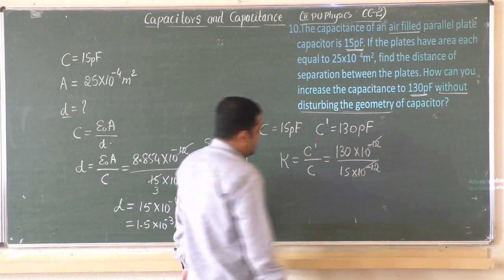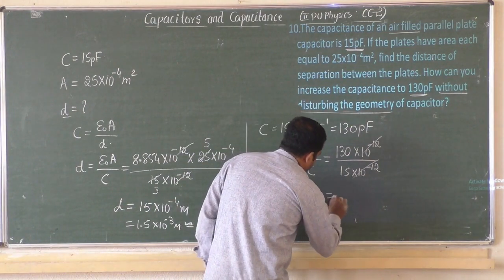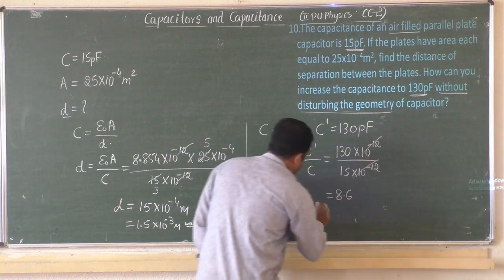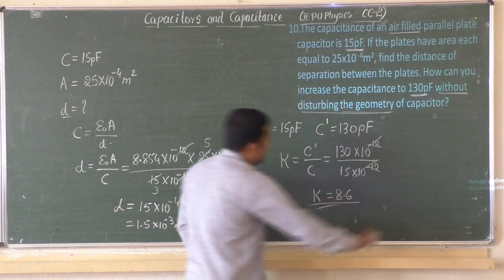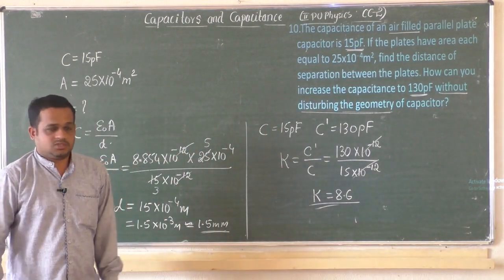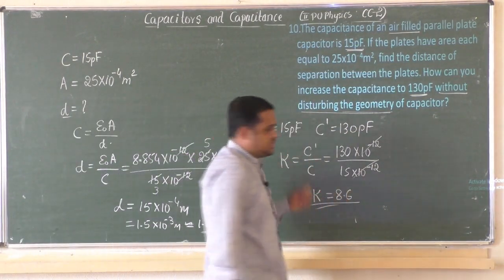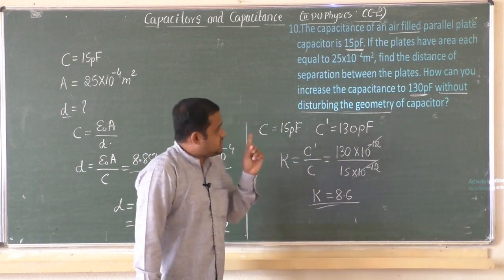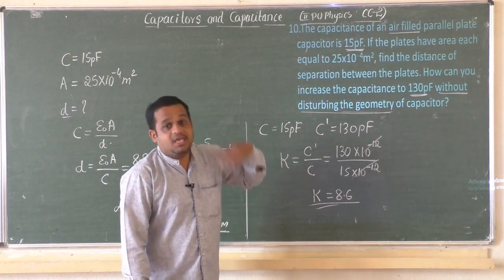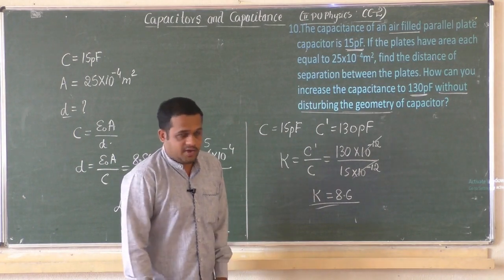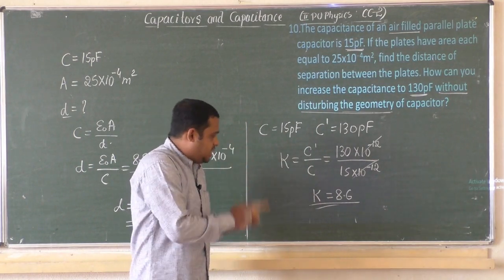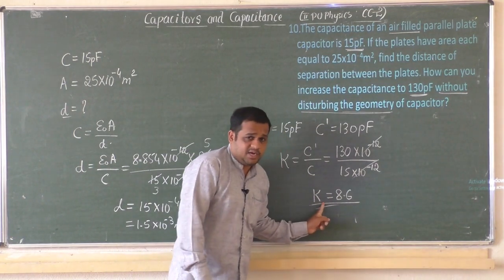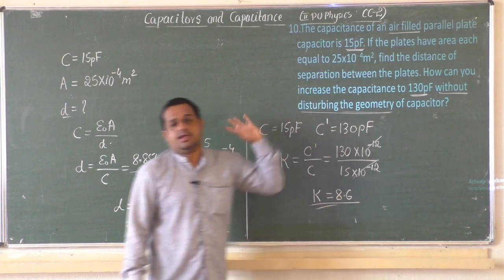Now 130 divided by 15 means it will be somewhat around 8.6. I think it is 8.6. Okay, K is equal to 8.6. Therefore, the capacitance of the capacitor can be increased to 130 picofarad by introducing a dielectric medium of dielectric constant 8.6.